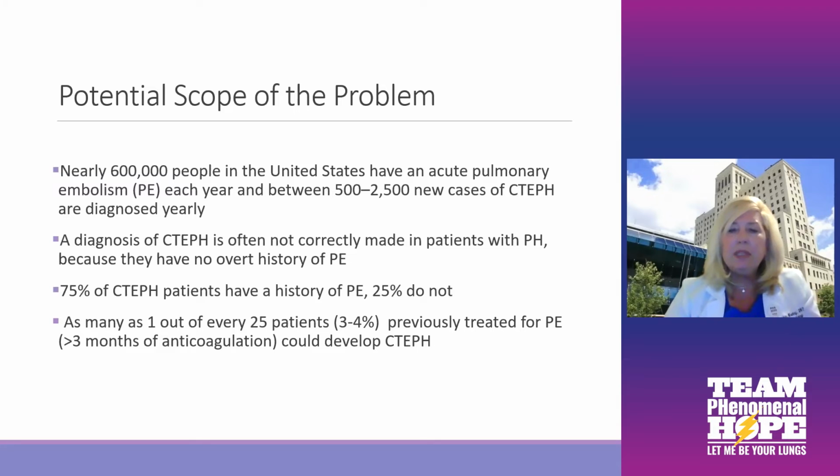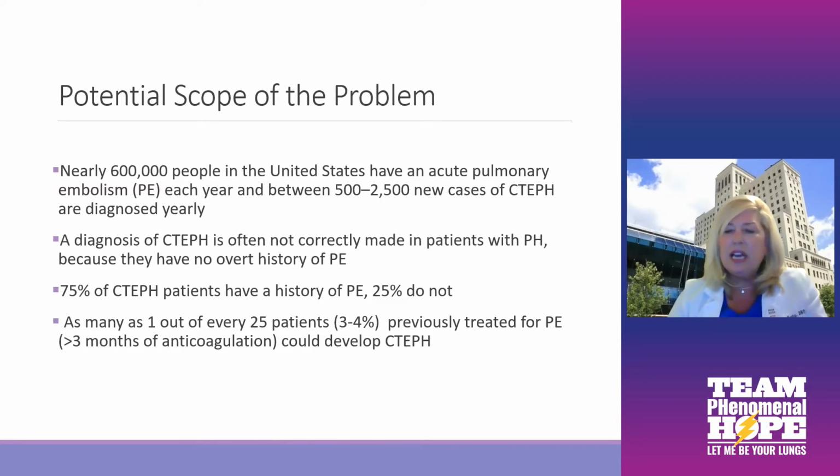So when we talk about the potential scope of the problem, nearly 600,000 people in the United States actually have an acute pulmonary embolism or clot in their lungs each year. And between 500 and 2,500 new cases of CTEPH are diagnosed yearly.